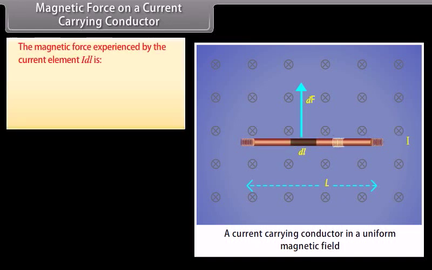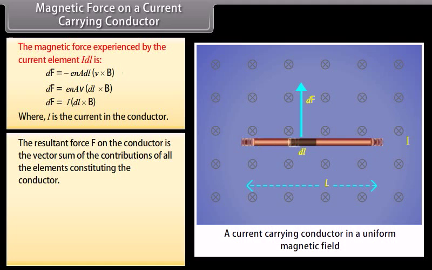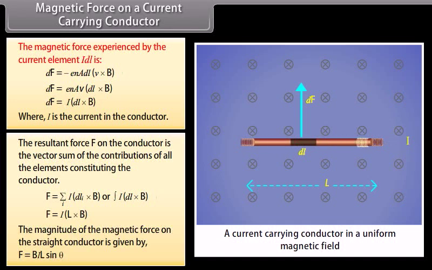The magnetic force experienced by the current element I dl is given by −e nA dl (v × B), which is equal to I (dl × B), where I is the current in the conductor. The resultant force F on the conductor is the vector sum of the contributions of all the elements constituting the conductor. Now we get the result F = I (L × B). The magnitude of magnetic force on the straight conductor is given by F = BIL sin θ.